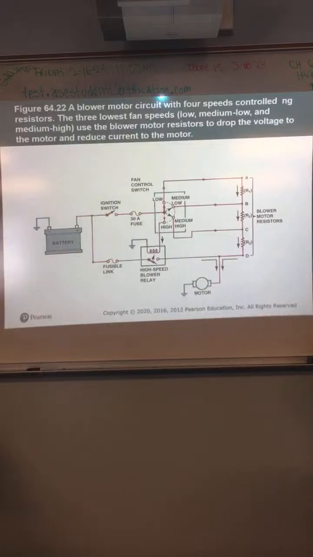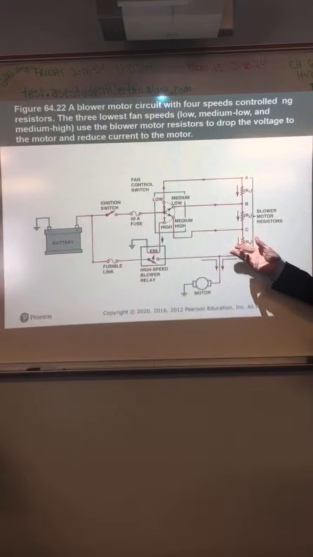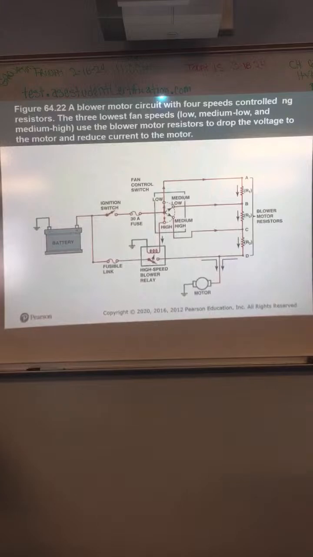When we get into the electronics section of the class, you'll see a whole bunch of this. Whole bunch of schematics. This is a basic blower motor circuit with 4 speeds, controlled through fixed resistors. The 3 lowest speeds, low, medium-low, and medium-high, use the blower motor resistors to drop the voltage to the motor, reduce the current to the motor, and slow it down.